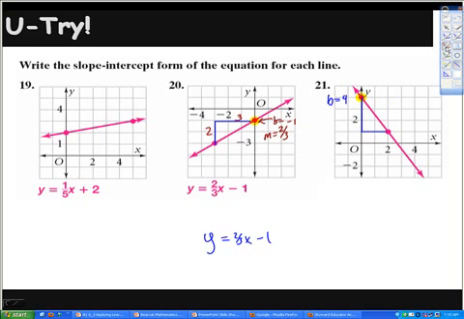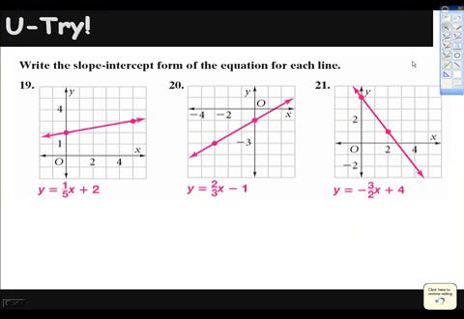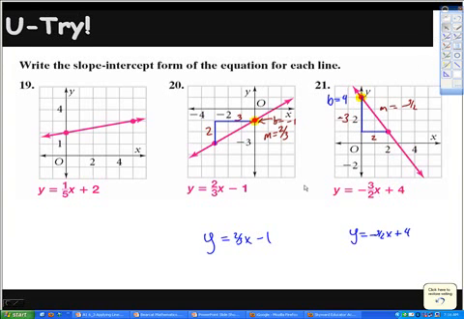So how far did I fall? I fell 1, 2, 3, went down 3, and I went over 1, 2, right 2. So down 3 and right 2. So my slope is -3/2. So my equation should be y equals -3/2 x plus 4. And again, that should match up nicely with theirs. Good.